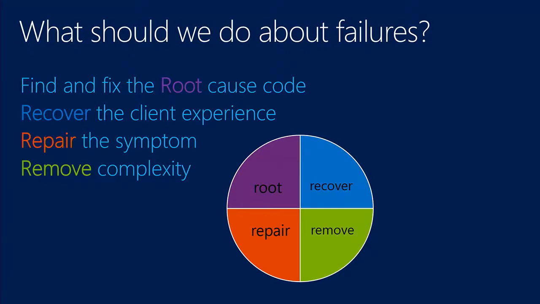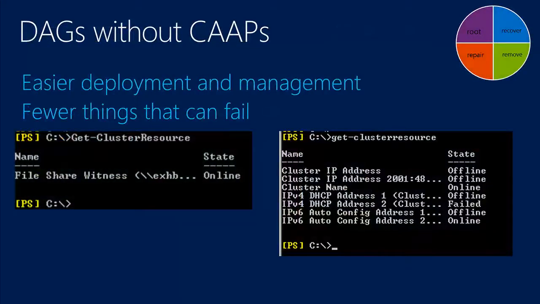We might also do something like repair the symptom. There are, I don't want to use the term self-healing capabilities because that is a bit misleading. It's not 100% accurate. But there are many self-recovery behaviors within Exchange so that it can recover or in some cases repair a problem through some recovery action. And then we can do things like remove complexity from the product. So let's talk about the first one, removing complexity.